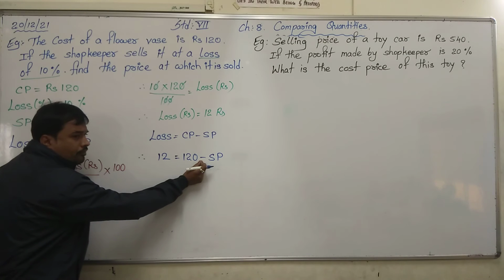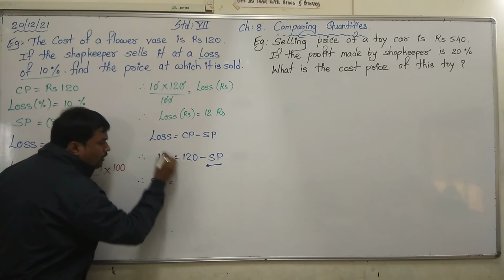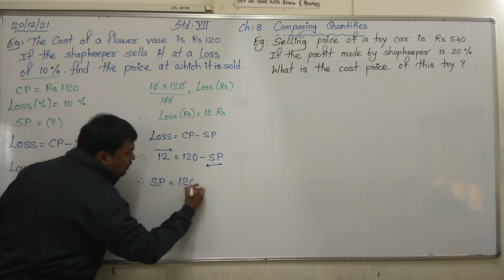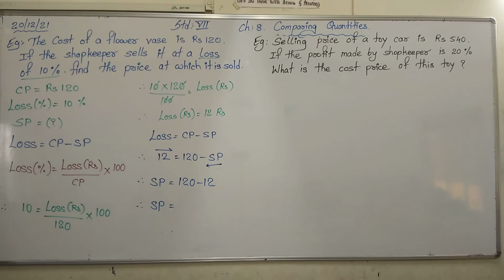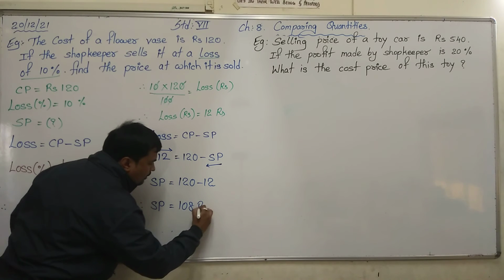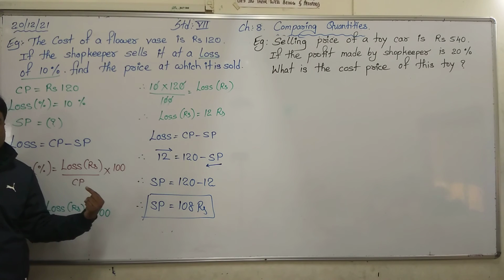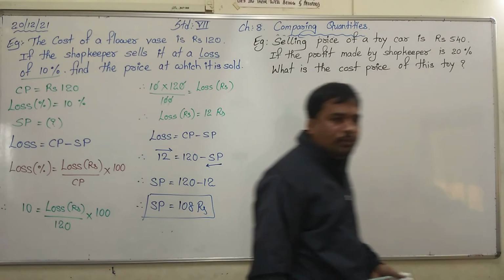SP is in which form? Negative. On another side is equal to 12, over here positive. On another side negative. That is 120 minus 12. Therefore SP is equal to 108 rupees. 108 rupees. Get it? Did you understand where the 12 went and where SP came? We have just formed an equation. So in this chapter, equations will be coming.